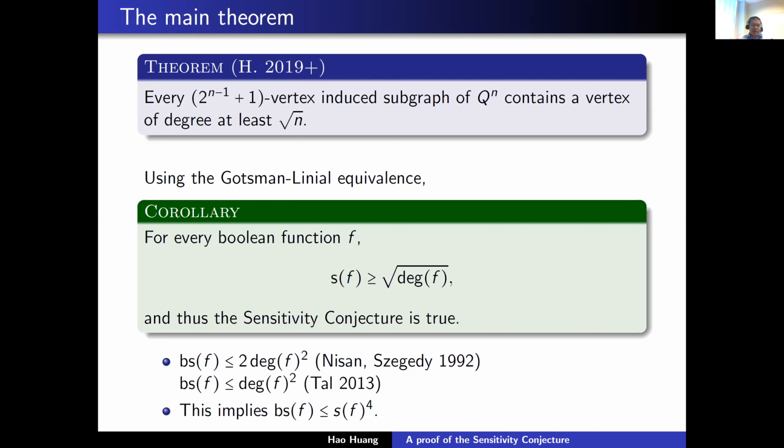And now I'm already happy with this sensitivity versus degree. But if you care about the block sensitivity versus the sensitivity, here we can use a result by Nisan and Szegedy in 1992 or an improvement by Avishay in 2013. So the block sensitivity is at most a quadratic function in the degree. So together with this inequality, we can show that the block sensitivity is at most a fourth power in the sensitivity. So recall that all these constructions only give you a quadratic separation. So it's still not very clear whether it's quadratic or quartic. I believe most people are convinced that it has to be quadratic.